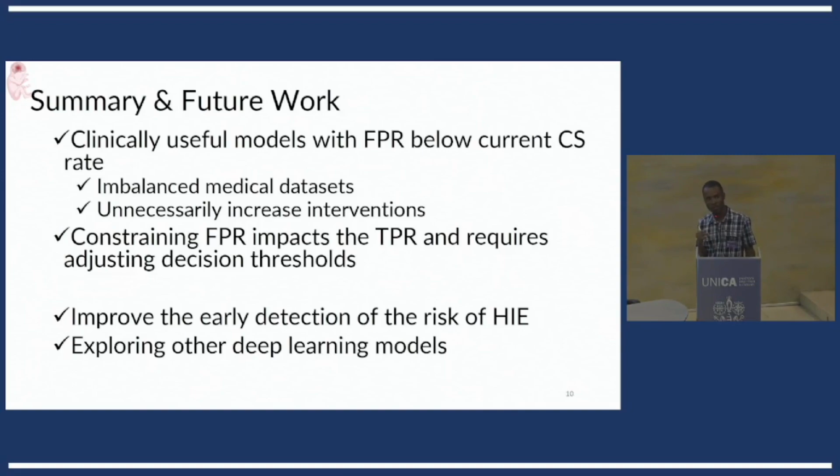Constraining the false positive rate is a good idea, but this also affects the true positive rate and then requires us to adjust the decision threshold. As we've seen, the results are not really good, so the next stage is how to try and improve the early detection rate and then explore other deep learning models.